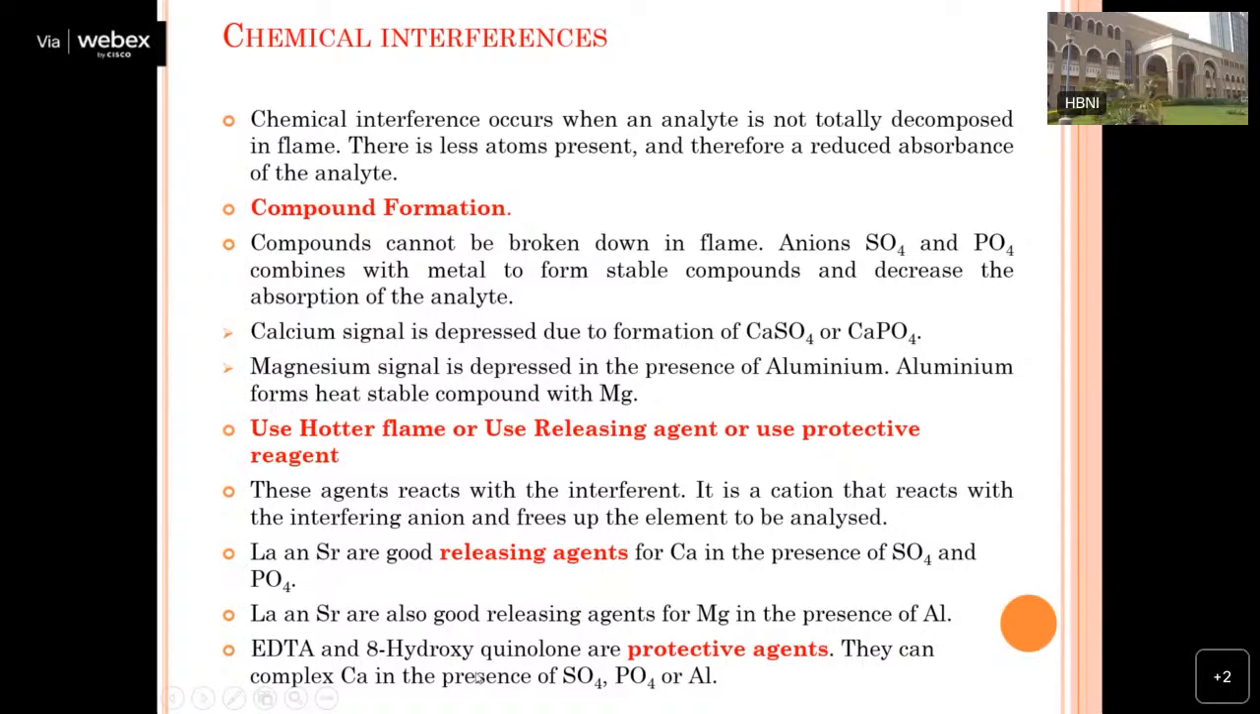And there are certain agents called protective agents. For example, EDTA and 8-hydroxyquinoline are termed protective agents. Why are they called protective agents? Because they can complex calcium in the presence of sulfate, phosphate and aluminum. Then it is very easy to break the calcium-EDTA complex compared to the sulfate and phosphate. So you can add any of these. There are three ways: you can use the hotter flame, you can add the releasing agent, or you can use the protective agent.